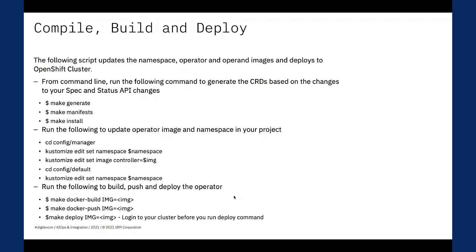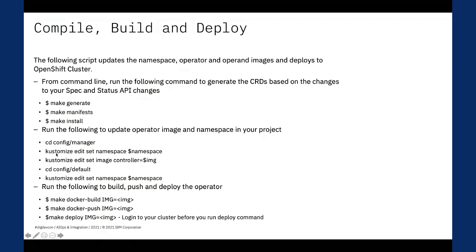So we need to run make generate and make manifest and make install command to basically generate the CRDs based on the API changes that you made earlier. We added size in the spec, and all the nodes with the names and state into the status. So we need to generate the CRD for that one. So we need to run make generate and make manifest command, and make install basically compiles the code and makes sure it's running.